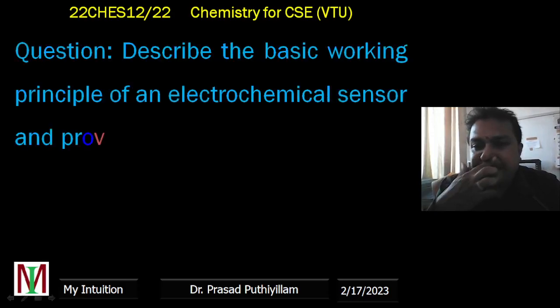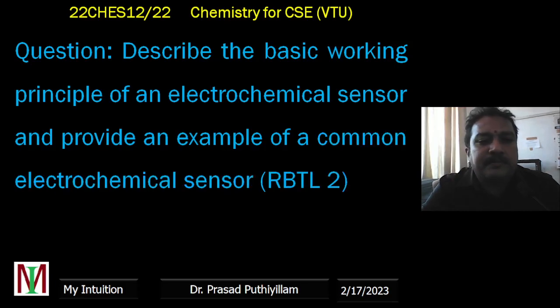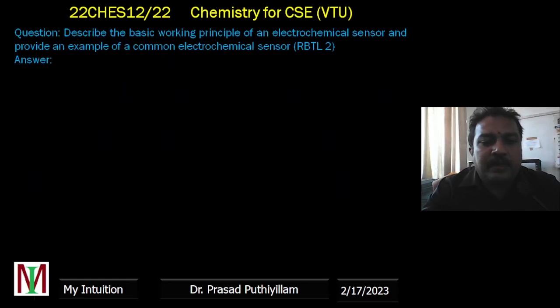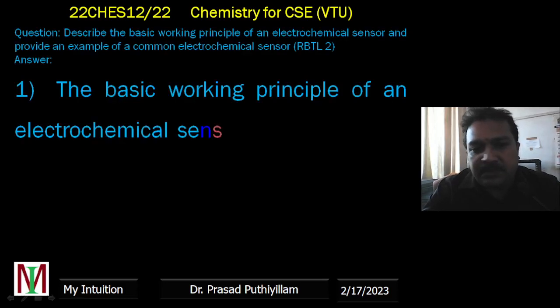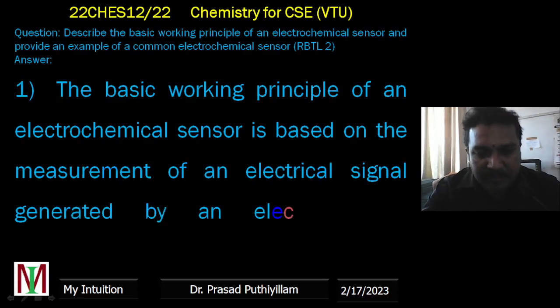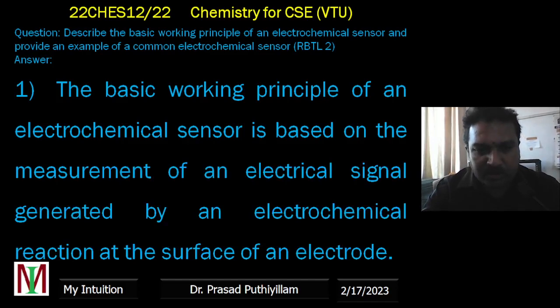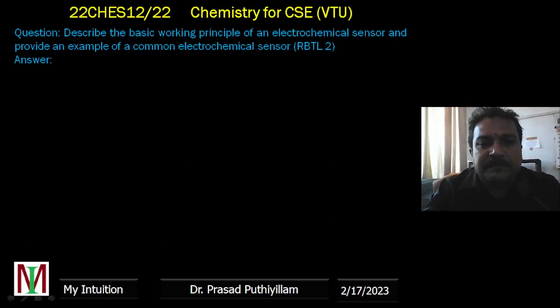First question: describe the basic working principle of an electrochemical sensor and provide an example of a common electrochemical sensor. The revised Bloom taxonomy level for this question is level 2. Answer: the basic working principle of an electrochemical sensor is based on the measurement of an electrical signal generated by an electrochemical reaction at the surface of an electrode. Since it is an electrochemical sensor, there should be an electrochemical reaction happening in the solution, near the electrode, so that the electrode will sense that and give accurate results.